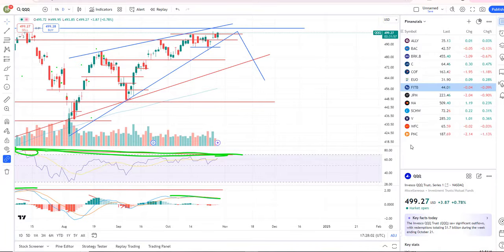Stock market technical analysis. Let's get into the trade ideas. I'm going to use the charts to show you where I think things are going. Hopefully, we're able to make some profit on the trade ideas.